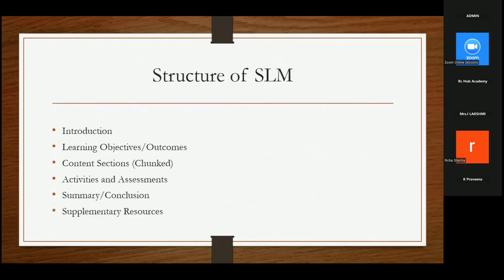Next, I'm coming to the structure of SLM, that is, self-learning material. The introduction should mention the learning objectives and learning outcomes beforehand. And the content should be chunked, right? There should be an activity and assessment, and there should be a conclusion and summary, so that once the person learns, they can come to the conclusions or a summary, and at last supplementary, additional resources are needed for the structure of self-learning material.